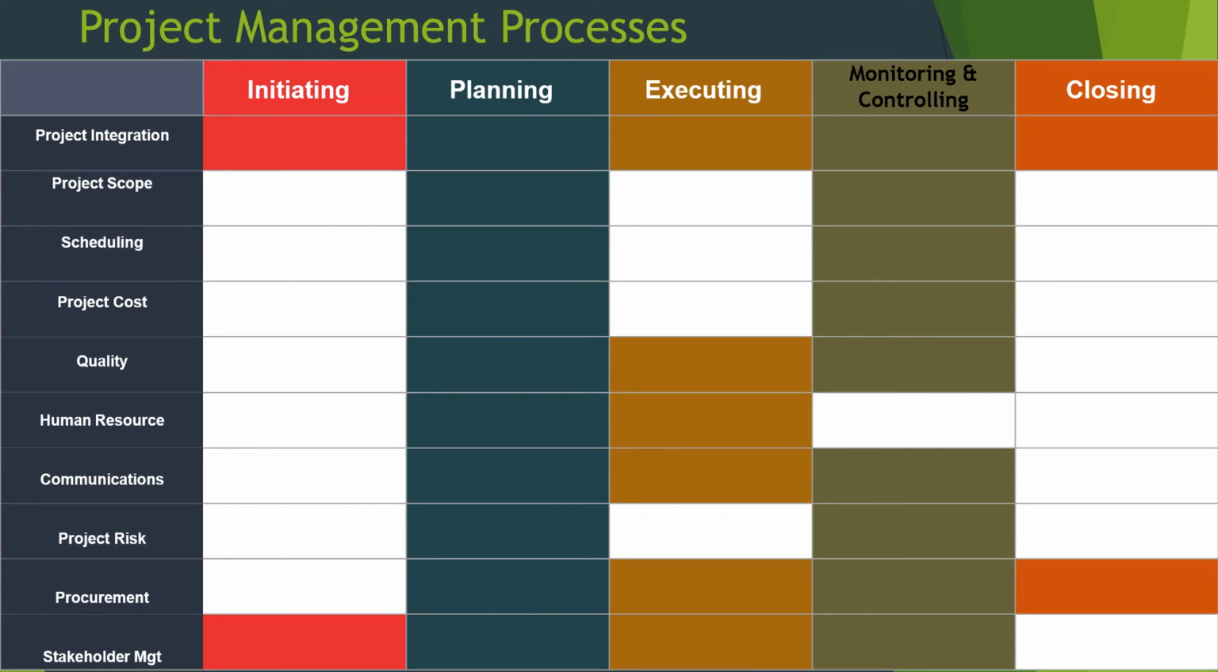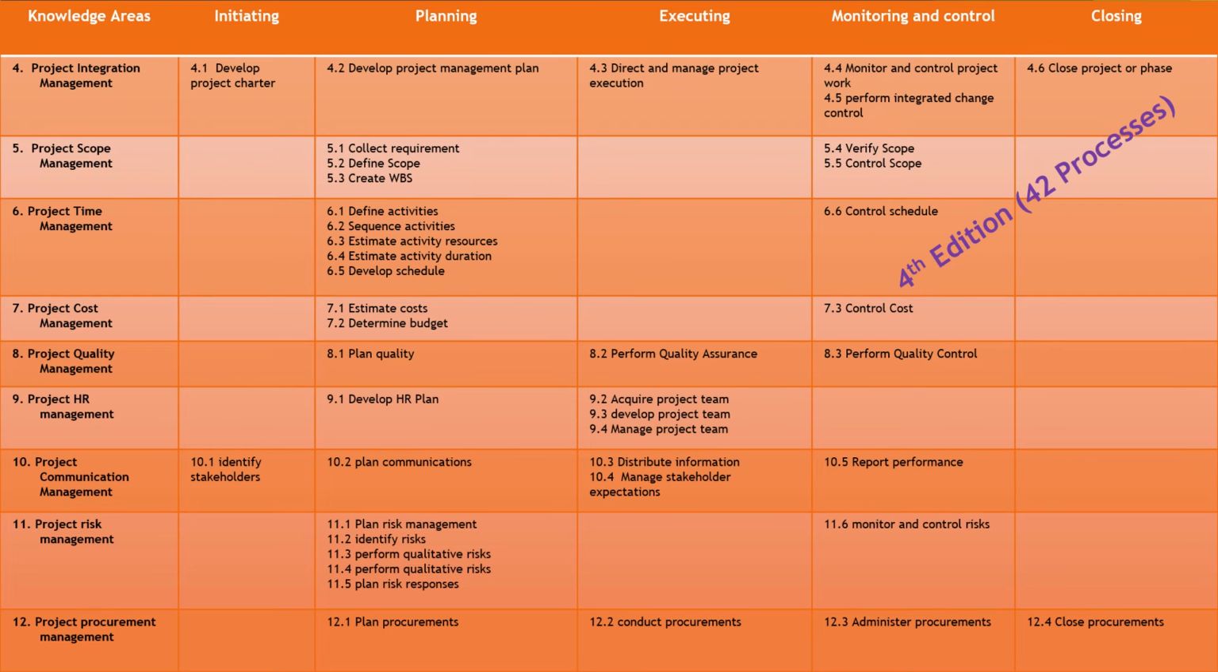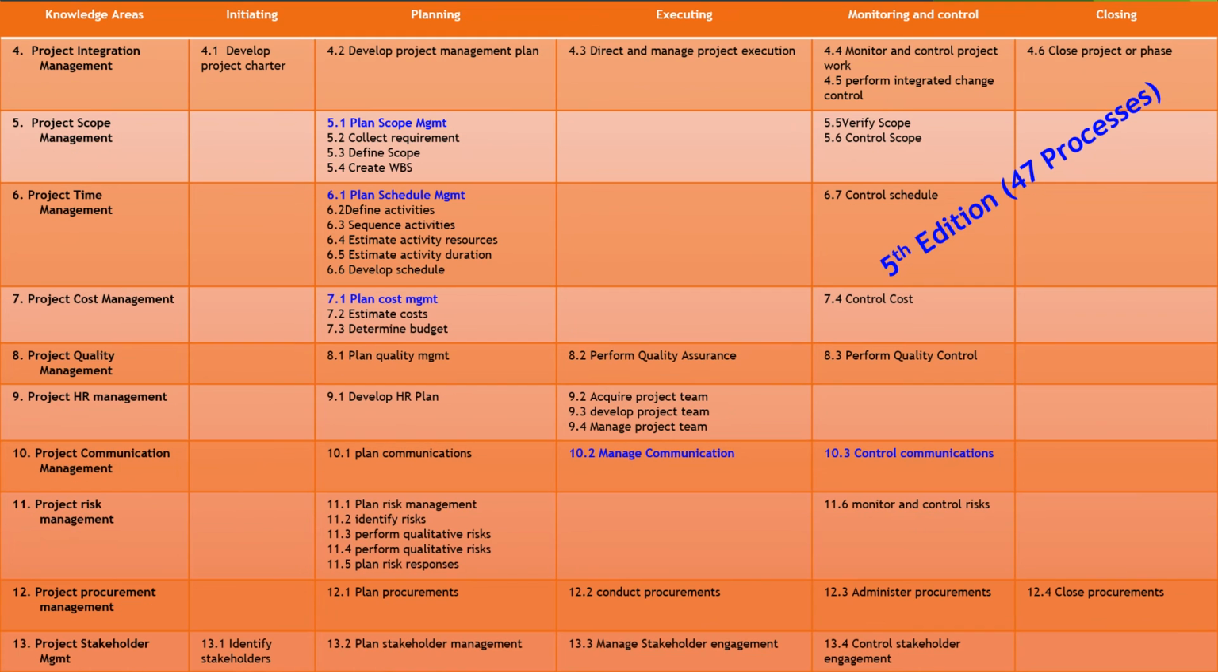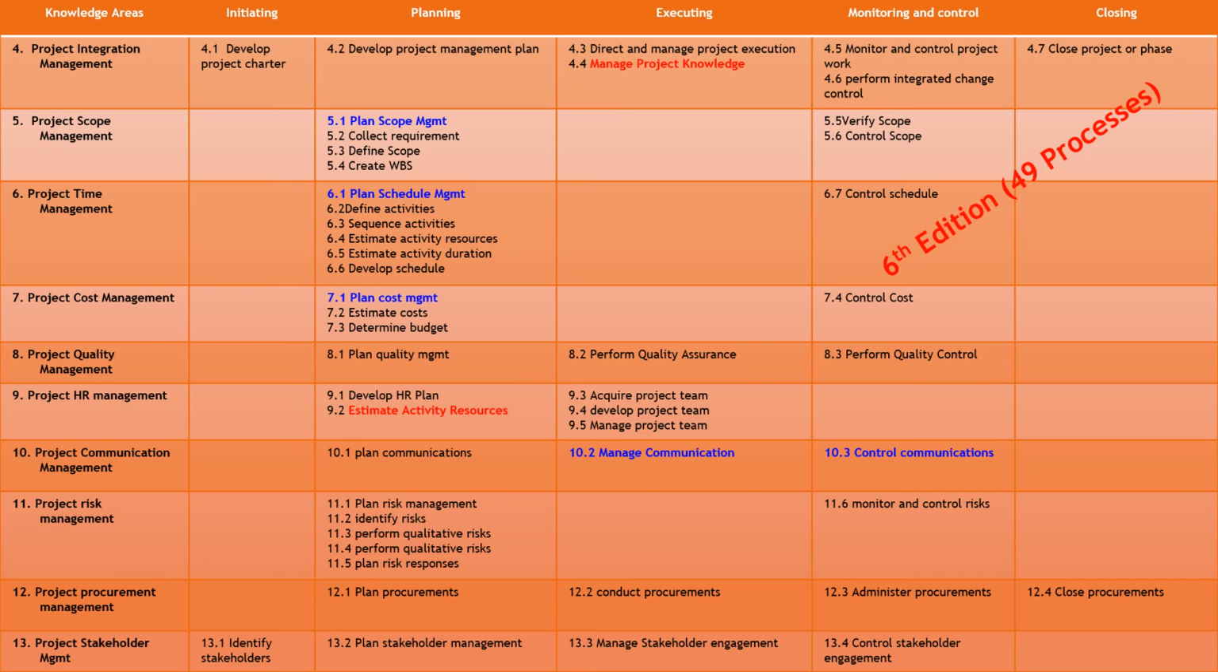So these are all the processes, project and knowledge areas: project integration, project scope management, schedule management, cost management, quality management, human resource management, communication management, risk management, procurement management, and stakeholder management. In the 4th edition, there are only 42 processes. The 5th edition contains 47 processes. And the 6th edition contains 49 processes.